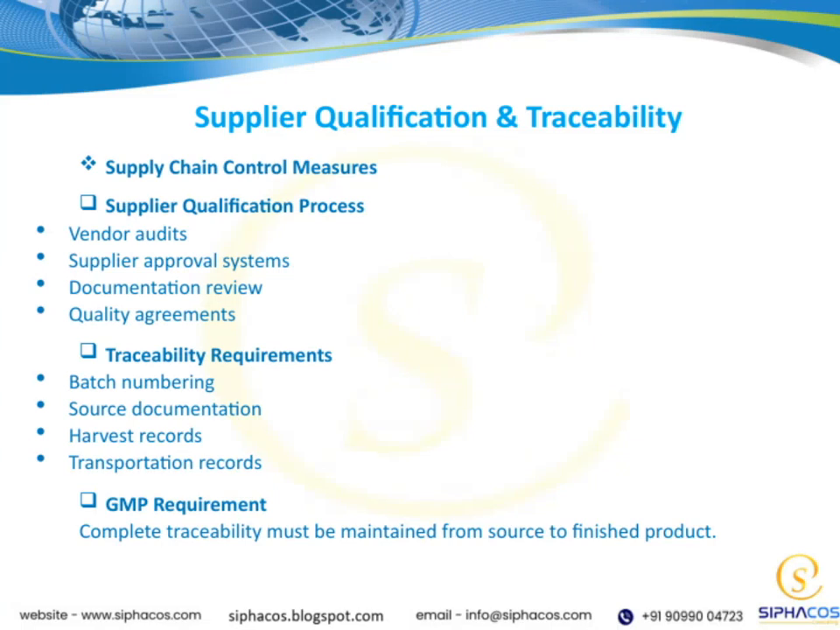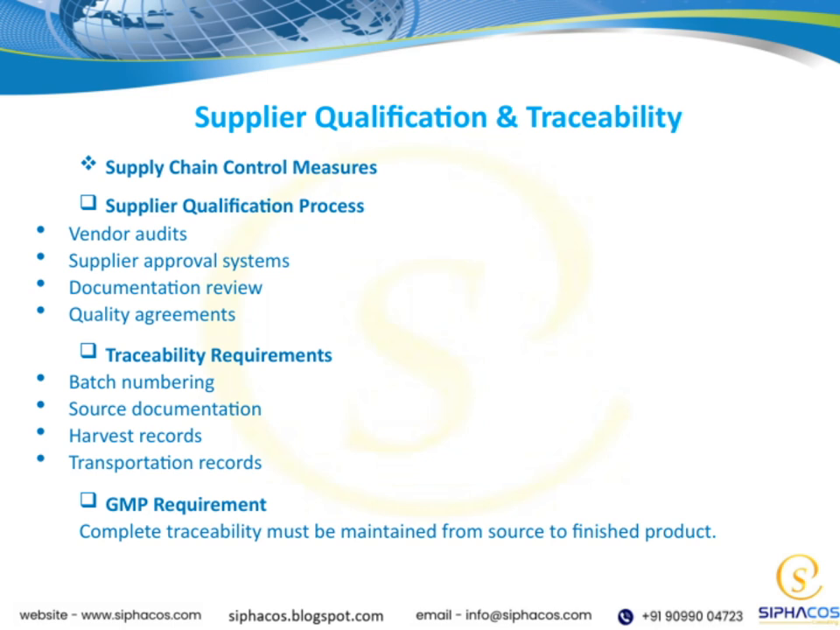Let's take a closer look at supplier qualification and traceability, which are critical for maintaining a robust supply chain control. First, the supplier qualification process involves several key steps. We conduct vendor audits to assess their capabilities and compliance. We also have supplier approval systems to ensure only qualified vendors are engaged. Reviewing documentation thoroughly is essential to verify their processes, and establishing clear quality agreements helps set expectations and responsibilities right from the start. Moving on to traceability requirements, these are vital for tracking our products throughout the entire supply chain.